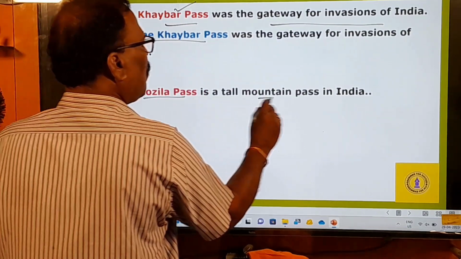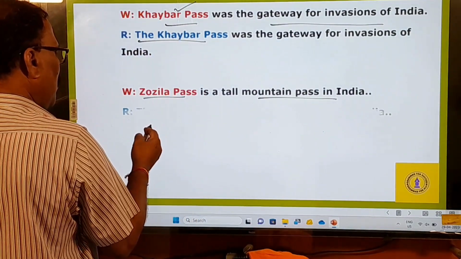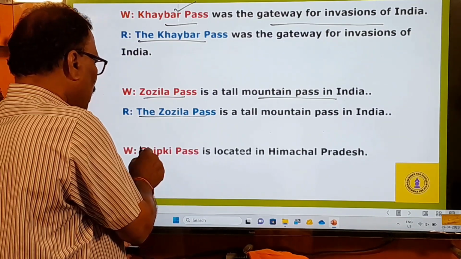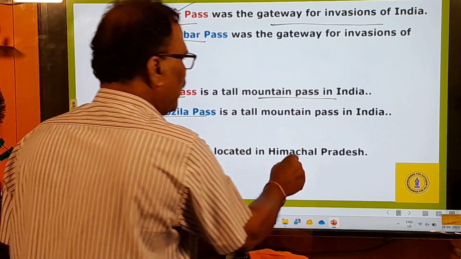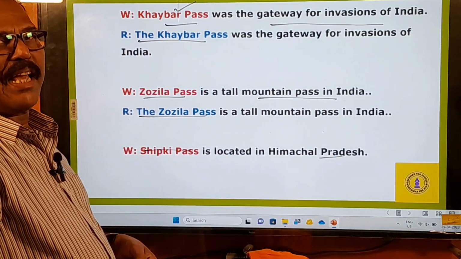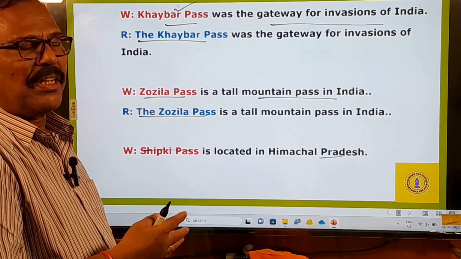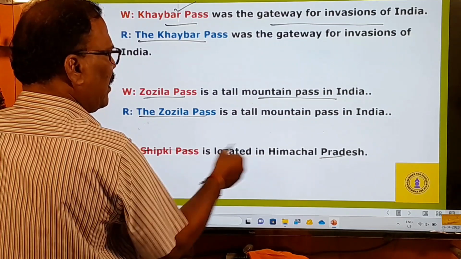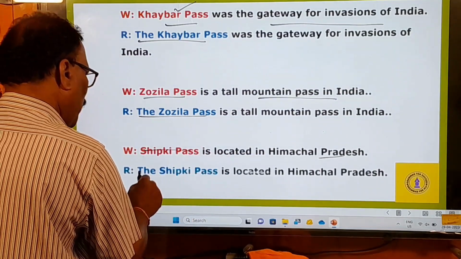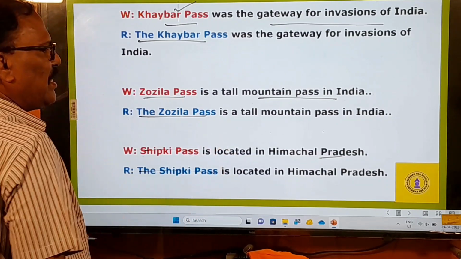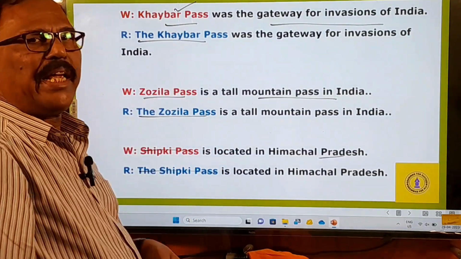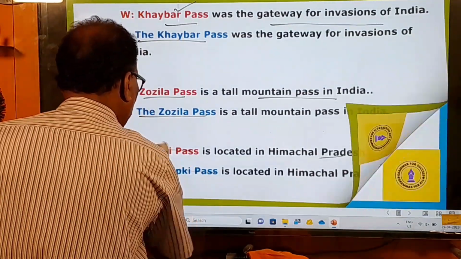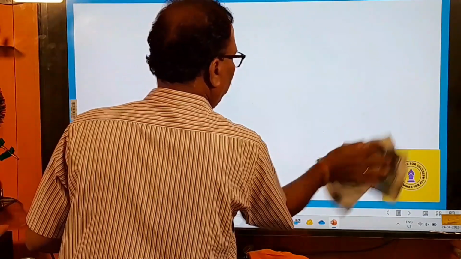Zojila Pass is a tall mountain pass in India. So the Zojila Pass is a tall mountain pass in India. And then Shipki Pass is located in Himachal Pradesh. These are all gathered from the internet and Wikipedia. So it's a pass. Therefore, you have to use the: the Shipki Pass is located in Himachal Pradesh. So in this way, before the names of passes, we must use the definite article. Now let's go to the next rule.